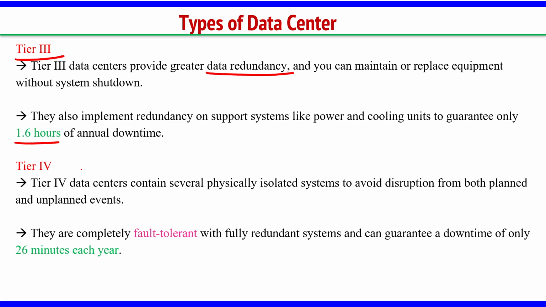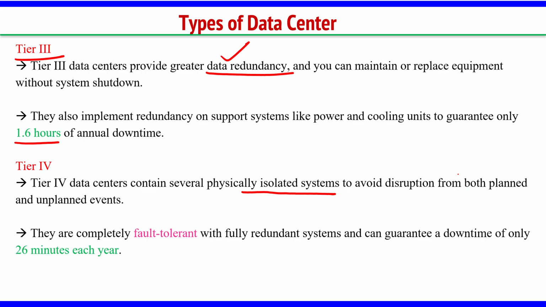And the final one is the tier 4 data center, the best version. It contains several physically isolated systems to avoid disruption. In tier 3 we support data redundancy and have a backup of data, but that is at one location only. If I put it at different locations, then there is no problem at all. If one data center has some fire accident, there is a backup at a different location.